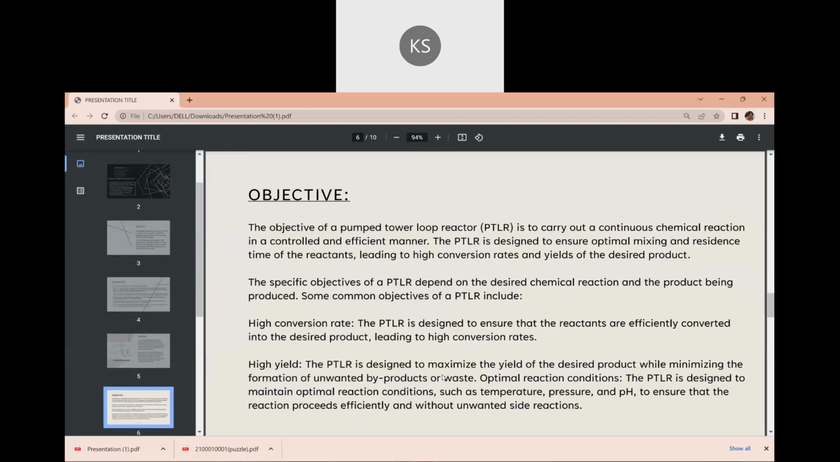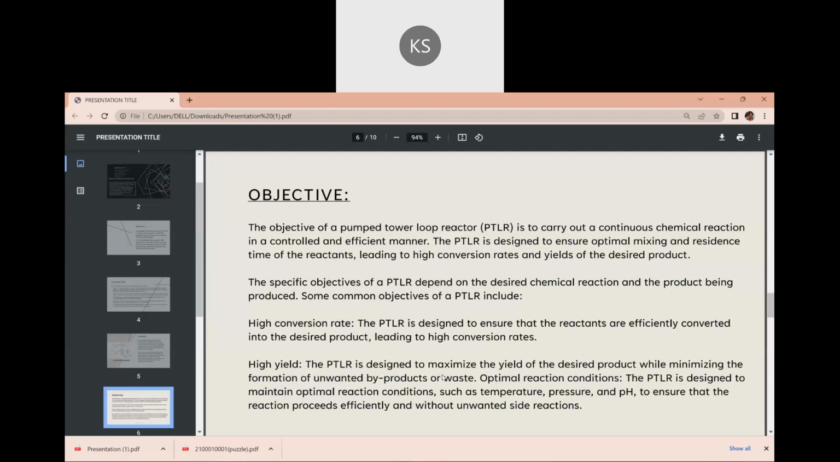When it comes to the objective, the pump tower loop reactor is to carry out a continuous chemical reaction in a controlled and efficient manner. So, the pump tower loop reactor is designed to ensure optimal mixing and residence time of the reactants, leading to high conversion rates and yields of the desired product.